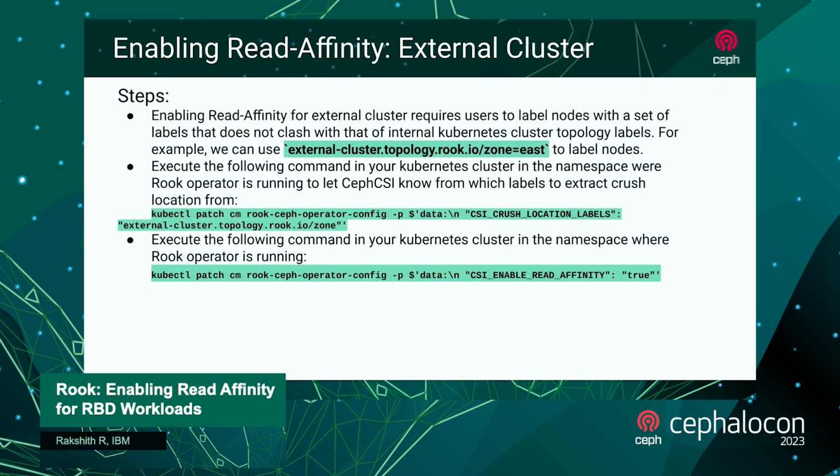For an external cluster, there are chances that your topology labels may collide with the ones already in existence for Kubernetes clusters. So you may have to use new labels on the nodes, like external cluster.topology.rook.io/zone east. This separates it from the regular Kubernetes labels. Ceph CSI will then extract the crush location from this, and just the last two parts are important, zone east. Then the same command which we used in the last slide to enable read affinity, and you're done. You have read affinity for internal and external cluster.